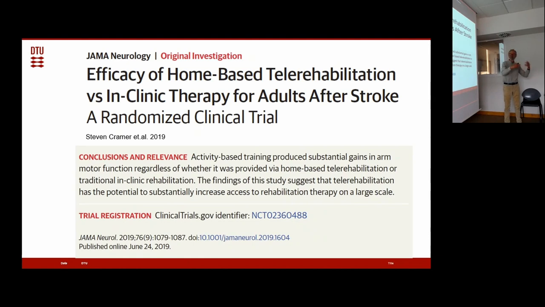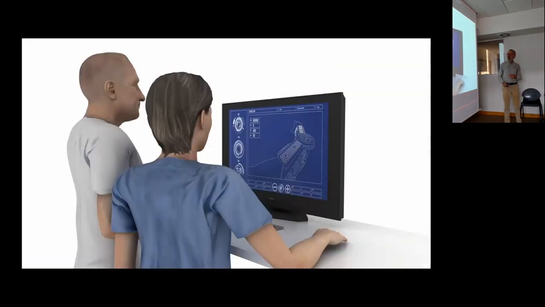We have all learned how to use these tele technologies within the last couple of years, and people have tried it out, tested it, and found that the efficiency of tele-rehabilitation was just as big as meeting in person. There were no differences in the clinical outcome. Could this be done with this kind of system?